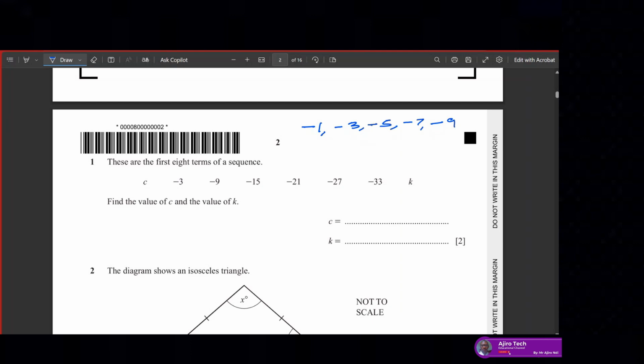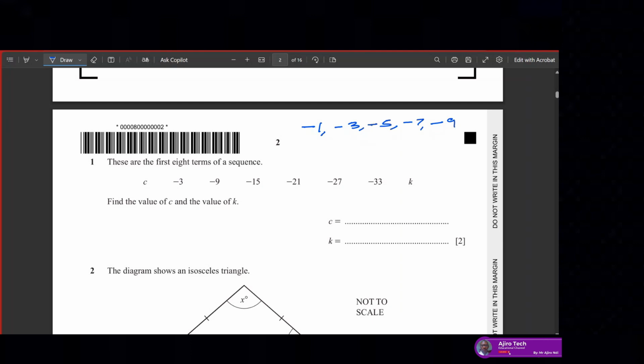Okay, did you say -3 -6? Yes, -3 -6. That's -9. So we have -9, which means if you subtract 6 from -9, what will you get? -15. So what would happen if you want to get k? That would be -33 minus 6. So what would that give to us? -39. So the answer to k is -39. Is that clear? Yes.